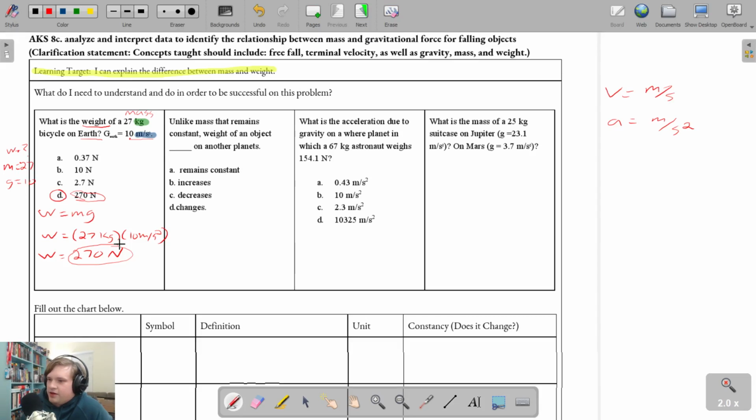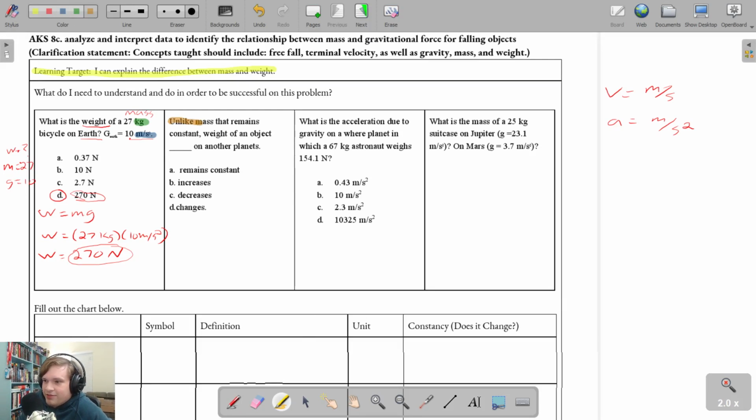Unlike mass that remains constant, weight of an object blank on other planets. So the key thing with this question, it says unlike mass. So this is saying, hey, you know that mass? You know how it remains constant? And if you didn't know that mass remains constant, well, here we are. Oh wait, mass remains constant? Well, now I know, and maybe, just maybe, there's another question on the test or the study guide that's going to be important, that it's testing that.